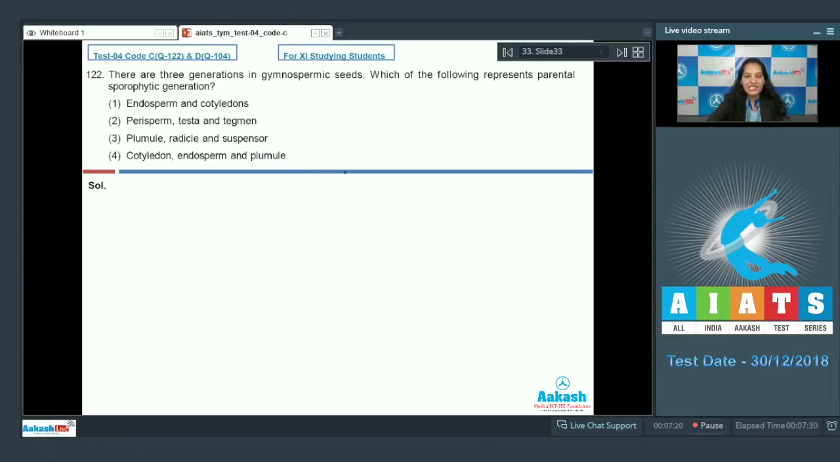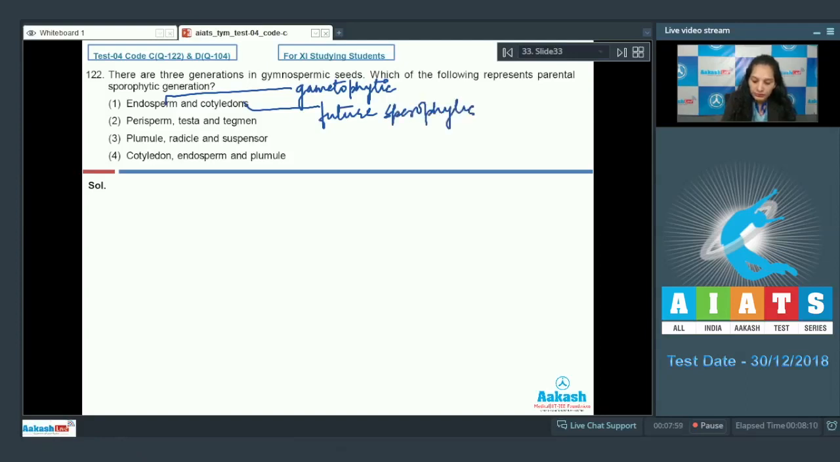See, the gymnospermic seeds represent 3 generations. The parental sporophytic generation, the future sporophytic generation, and the gametophytic generation. So, which of the following structures in the options represent the parental sporophytic generation? See one by one. Endosperm, it is the gametophytic generation. Cotyledon, it is future sporophytic generation. So this option is ruled out.